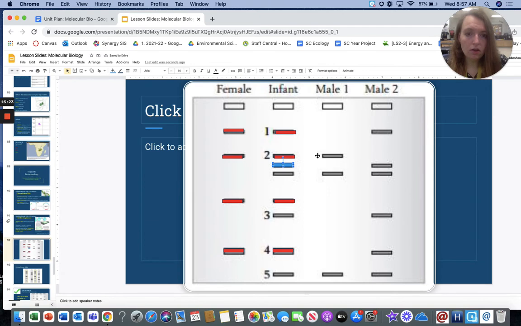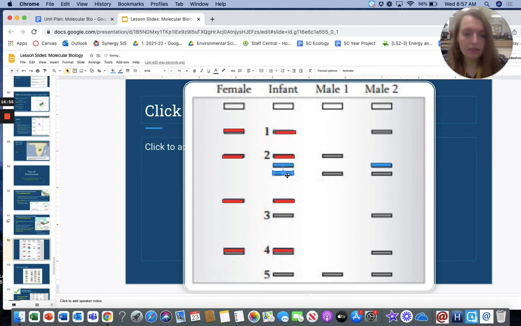So let's take a look at this first one. Male number 1 does not have this piece of DNA. And remember, the DNA has to come from somewhere. So it had to come from mom or it had to come from dad. But male number 2 does have that piece of DNA. And so this is a piece of evidence that male number 2 might be the father. Remember, there could also be another father at play that we don't know about. Okay, so let's keep going to get more evidence.